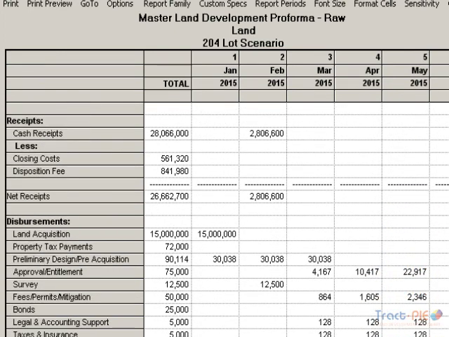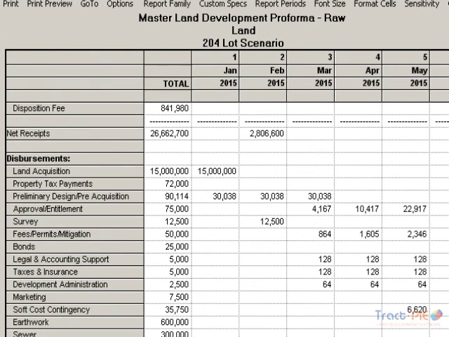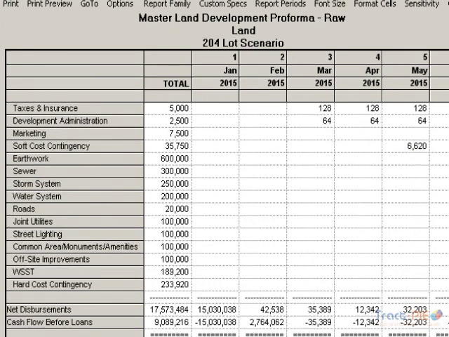You can see that the net receipts are about 26.6 million. Our expenses, and you can see all the detail that we have over here, total about 7.5 million. This highlighted section is a summary of all your loan information, but you'll see a little bit later on that there's a detailed loan flow schedule for each loan.